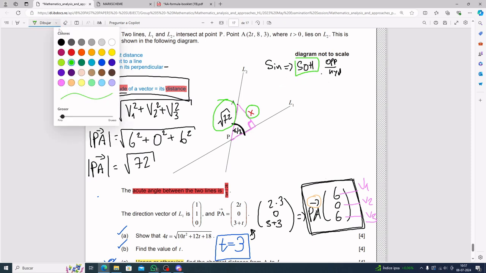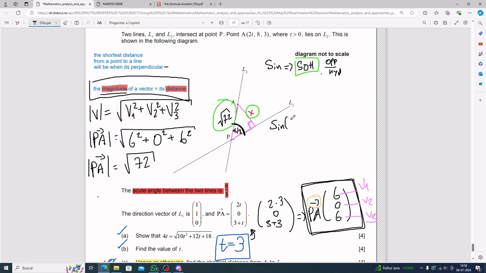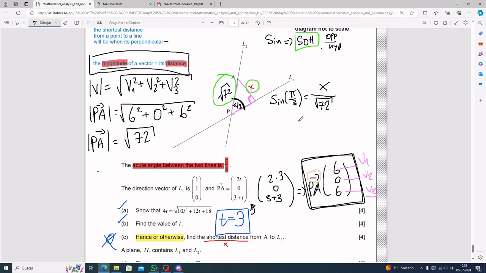So if you go ahead and plug in a sine, in this case, you will be doing sine of your angle. So sine of pi divided by 3 equals opposite over hypotenuse. So my opposite is going to be x. My hypotenuse is going to be the square root of 72. And now from here, it gets even juicier because we did mention a while ago that the unit circle can help you find what pi divided by 3 is as an angle. So this is in radians.